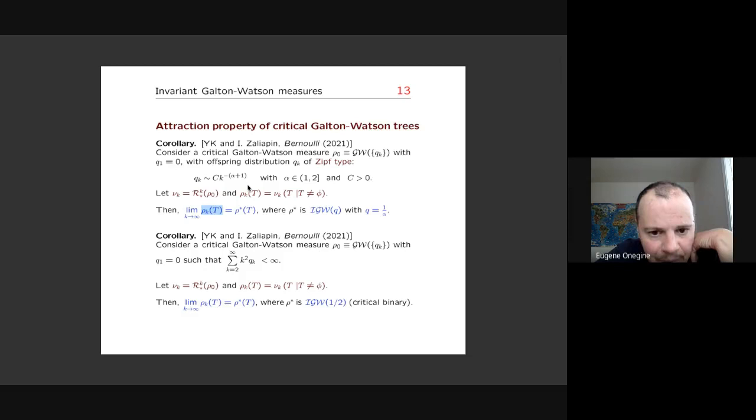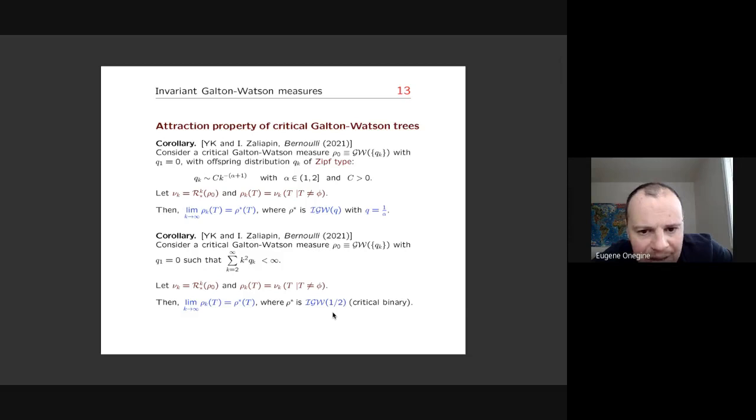And additionally, the zip type had infinite second moment. Now, in case of finite second moment, we also removed the assumption of finite branching that existed in the 2000 paper by Burd et al. And we just need a finite second moment, and that's it. And the attractor will be IGW 1/2, which is when Q is equal to 1/2, we are dealing with the critical binary Galton-Watson as an attractor. So we completely classify invariance and attractor properties of Galton-Watson measures under Horton pruning under assumption 1.